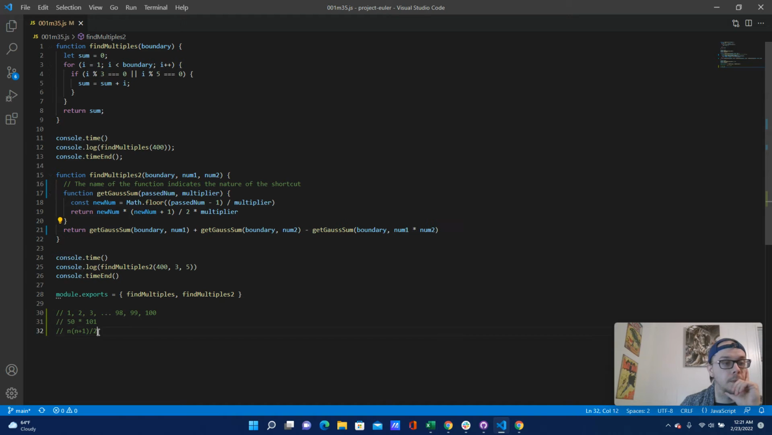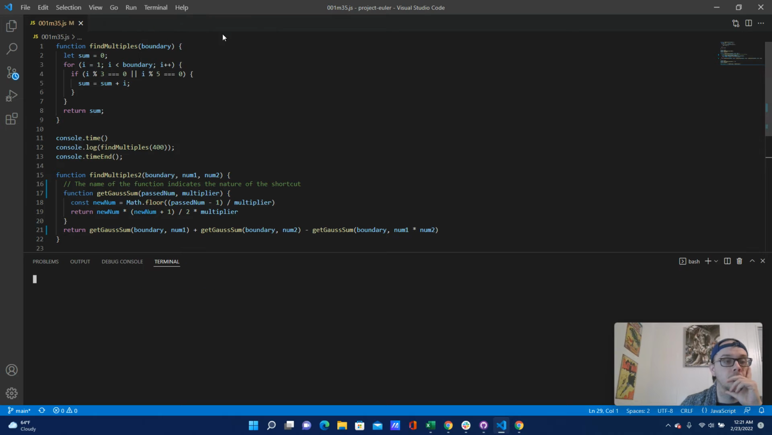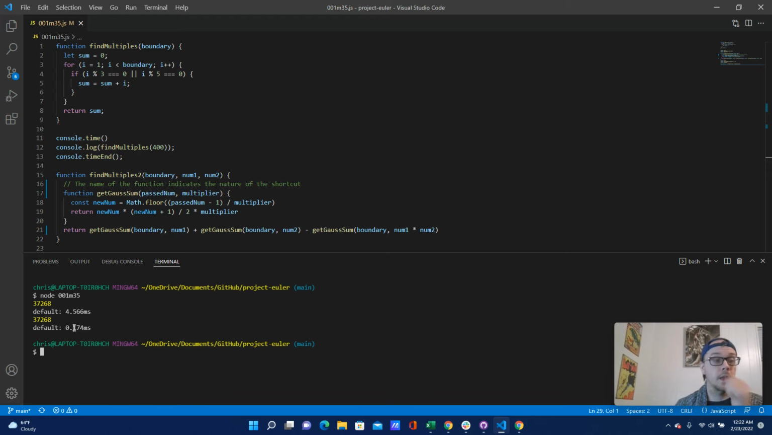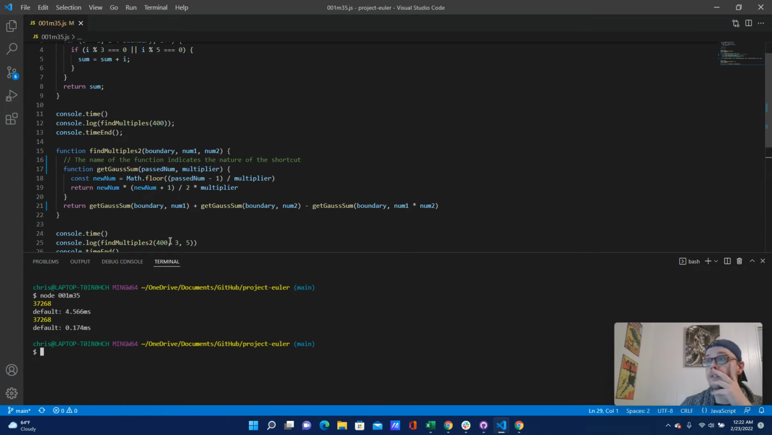So let's go ahead and take a look at running this. That's a lot faster than what we initially had, because there we're running a loop and checking each instance. Here we're not running a loop. This is O of 1 time complexity. That one is O of n time complexity. So if we increase this, it's 400 right now. The problem that we had was 1,000.